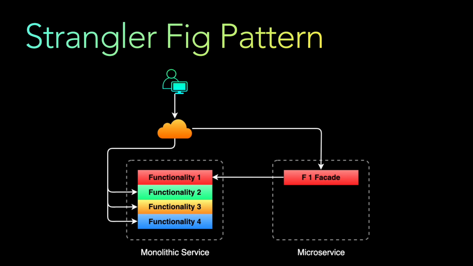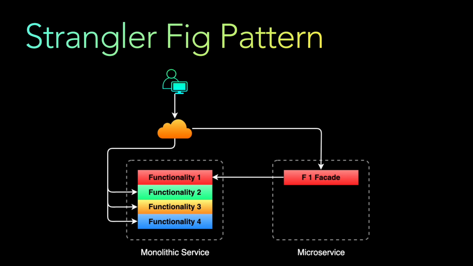The core functionality still resides in the monolithic service, but the facade is residing in a new microservice, which is directly taking the request. From a customer's perspective, they are not aware how the request is being served in the backend, but in the backend, you have basically created a facade intercepting the call to functionality 1. And for the core business logic, you are transferring that call to the main monolithic service.